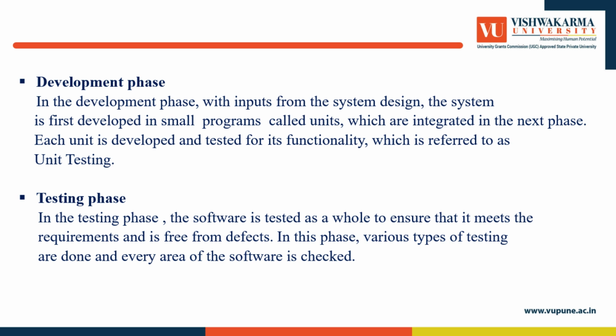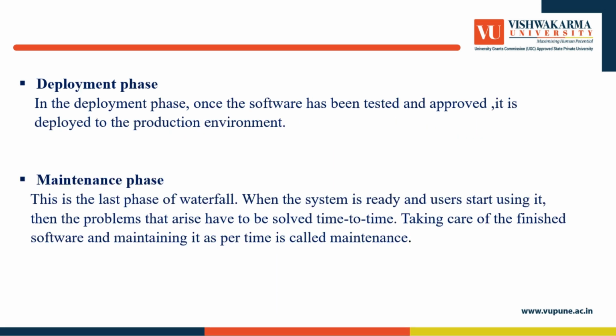The next phase is the deployment phase. In the deployment phase, once the software testing phase is over and no bugs or errors are left in the system, then the final deployment process starts. Based on the feedback given by the project manager, the final software is released and checked for deployment issues, if any. And the last phase is the maintenance phase.